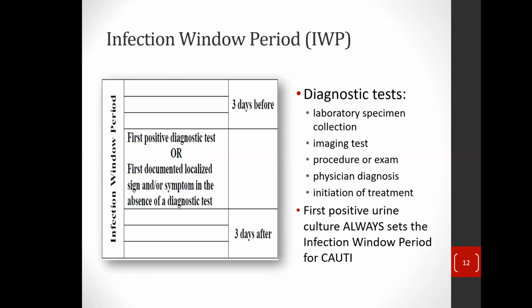for symptoms and cultures and trying to match them up. The infection window period is a 7-day period, and it is defined by the first diagnostic test, which when we're talking about UTI today, is always going to be that positive urine culture that we just discussed. You look 3 days before it and 3 days after it for a symptom. So that's your infection window period, a 7-day period, and it's always started with that positive urine culture.